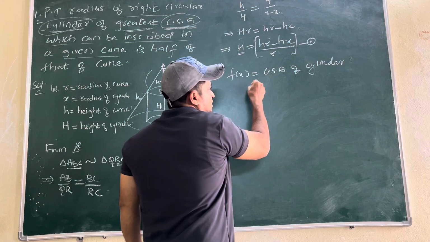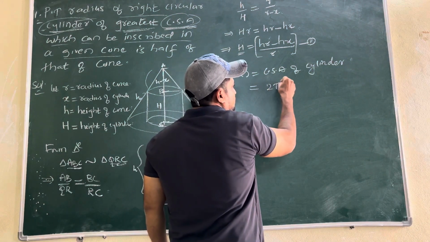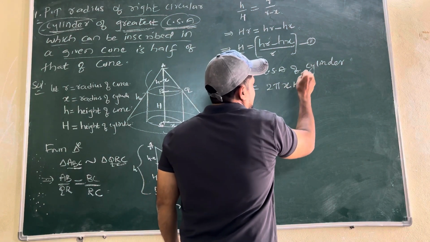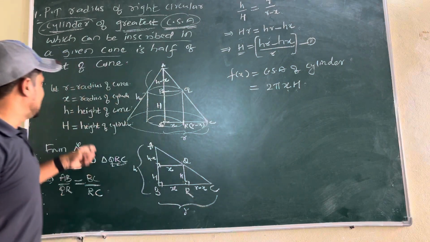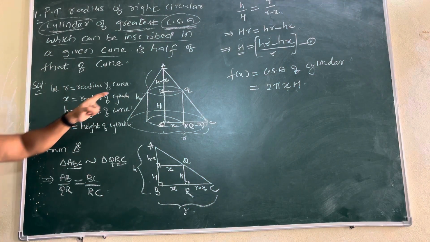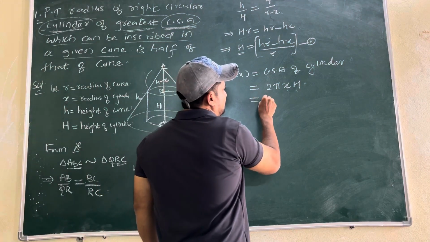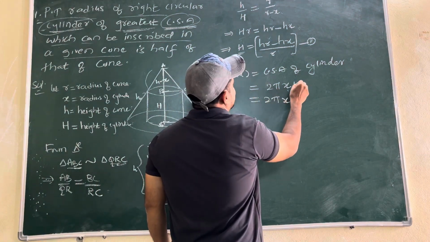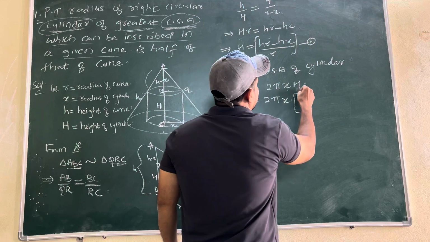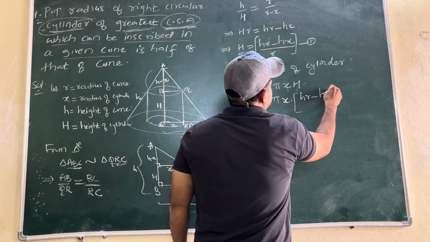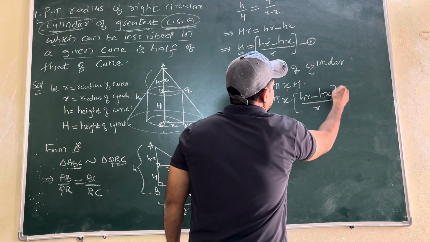So for a right circular cylinder, the curved surface area is 2 pi r h. Because the radius and height of the cylinder are different from the cone's, the area is 2 pi x h, and you have to remember that. In this, you have to change the h value. What is the value of h we have? h equals (H r minus H x) divided by small r.